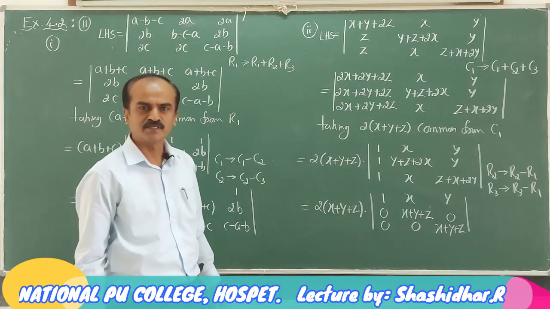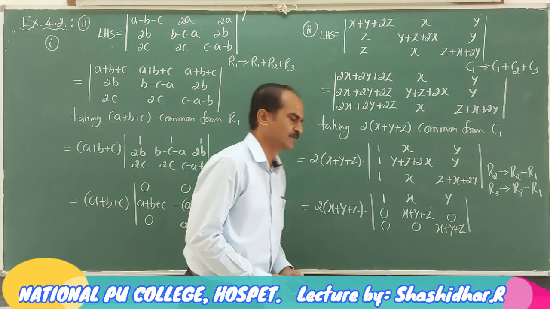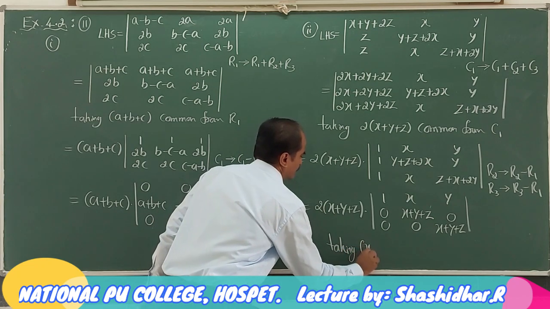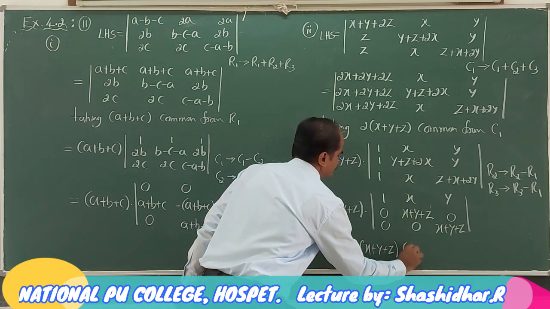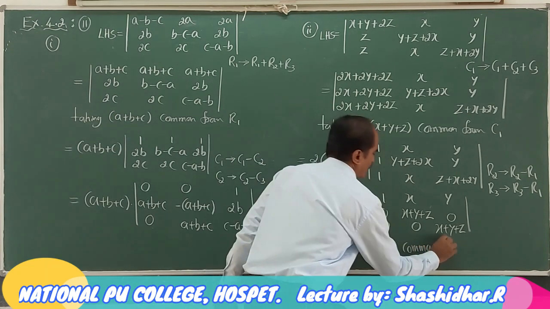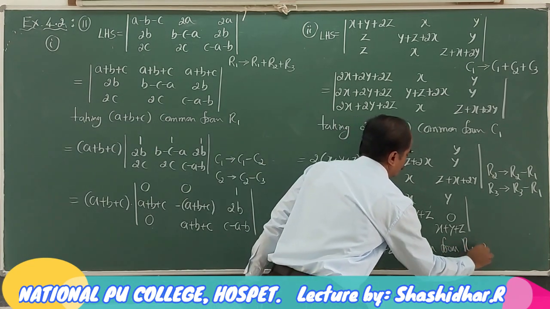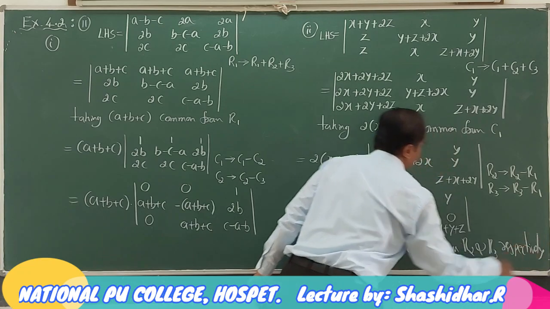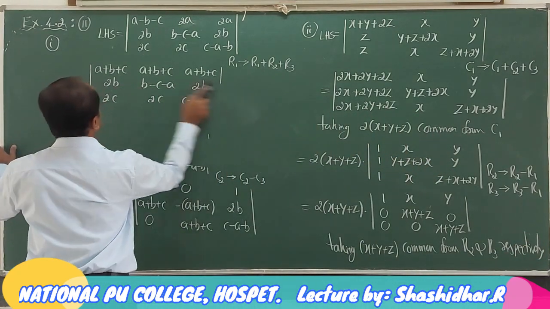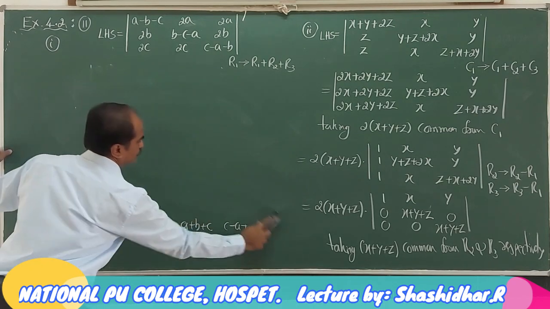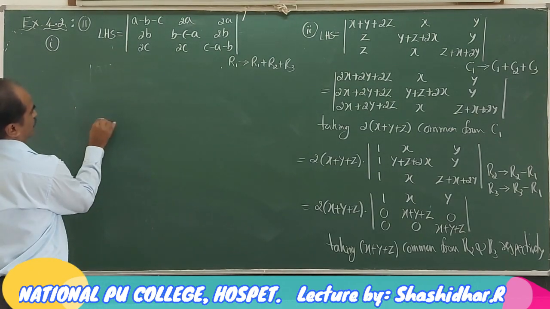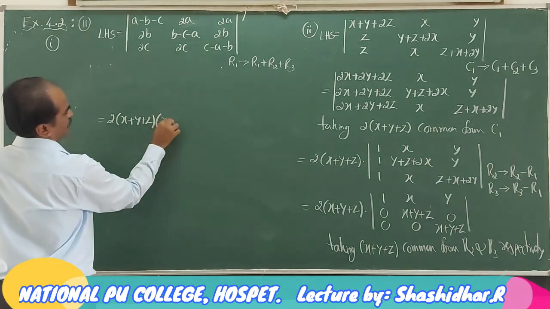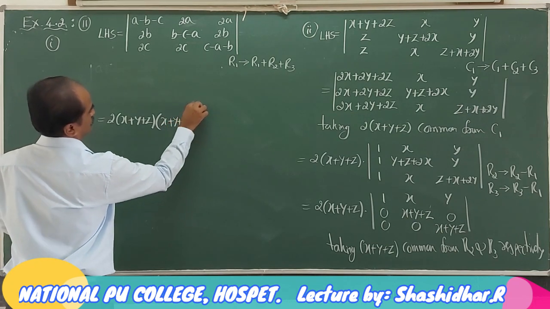Now observe the second row and third row. You are able to see that factor common. We will take it common now. Taking x plus y plus z common from R2 and R3 respectively, we get 2 times x plus y plus z, already there, and 2 more factors we are taking. It is x plus y plus z whole square into the determinant.